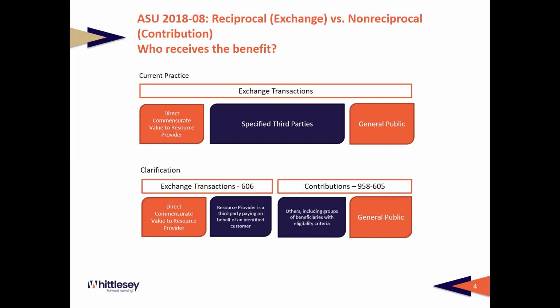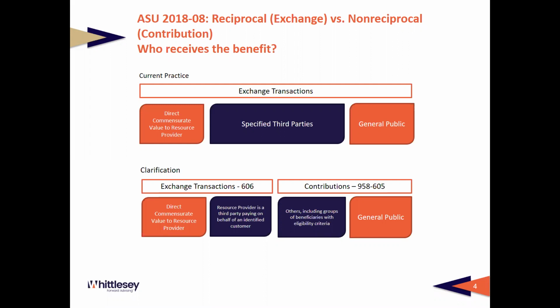So some of the things that will stay the same. An example of a direct commensurate value would be a trade association. If you are paying membership dues to the nonprofit and of course receiving benefit for that, that is an exchange transaction. There's direct commensurate value to the resource provider, which would be the member.